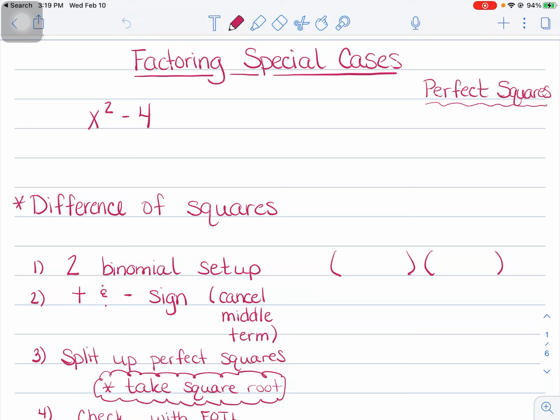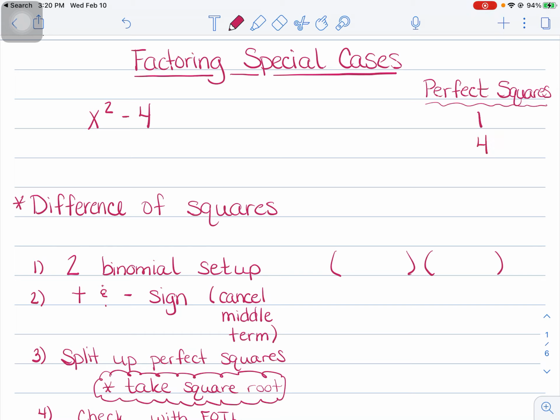Let's talk about factoring special cases. So we've touched a little bit already on a difference of squares. You need to know what perfect squares are, and we'll refresh on what those are. So we know 1 is a perfect square. Think about 1 times 1 gives me 1.